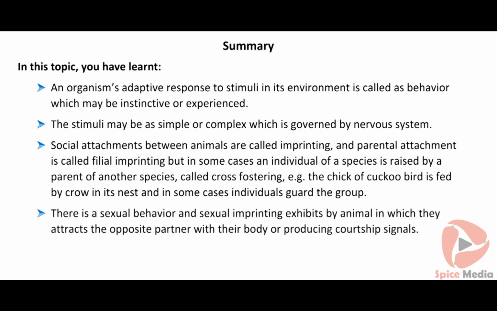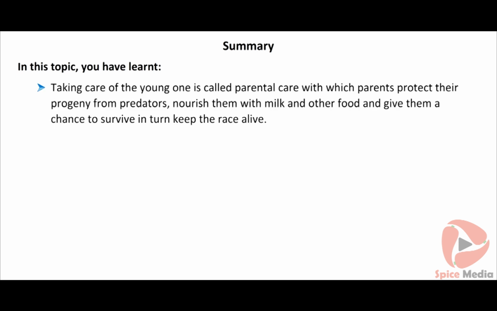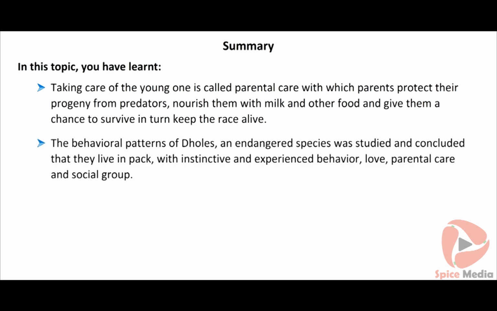In some cases individuals guard the group. There is sexual behavior and sexual imprinting exhibited by animals in which they attract the opposite partner with their body or by producing courtship signals. Taking care of the young one is called parental care, with which parents protect their progeny from predators, nourish them with milk and other food, and give them a chance to survive, in turn keeping the race alive. The behavioral patterns of dholes, an endangered species, were studied and it was concluded that they live in packs with instinctive and experienced behavior, love, parental care, and social groups.